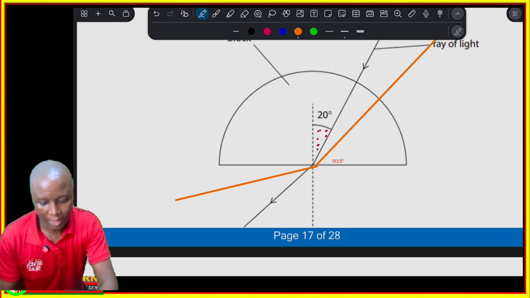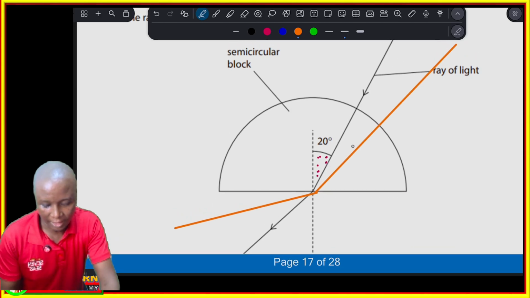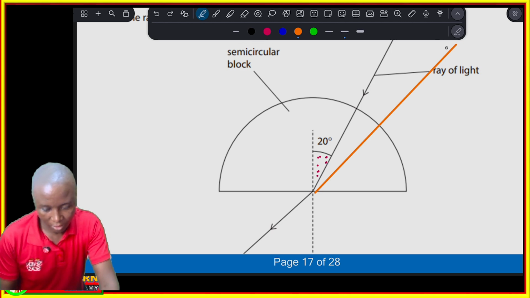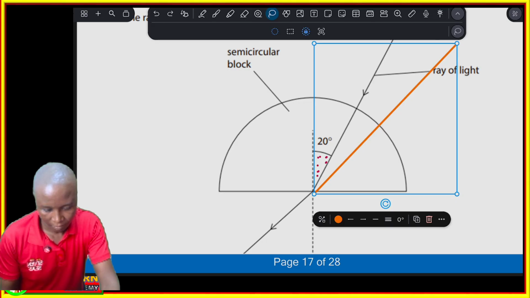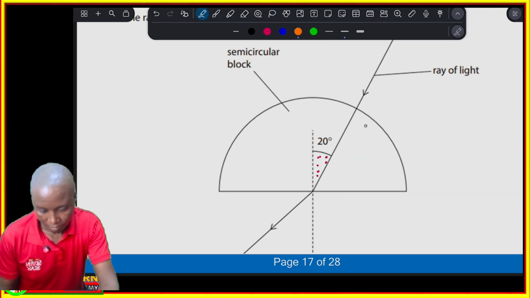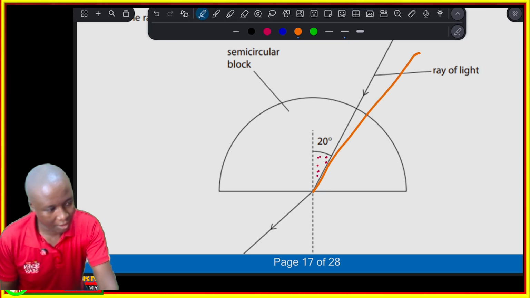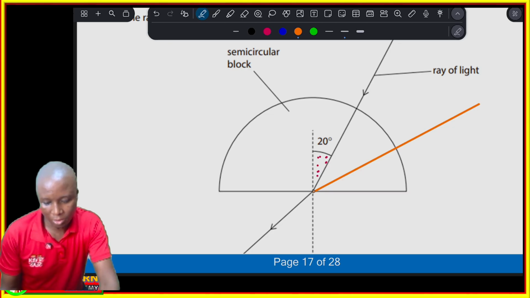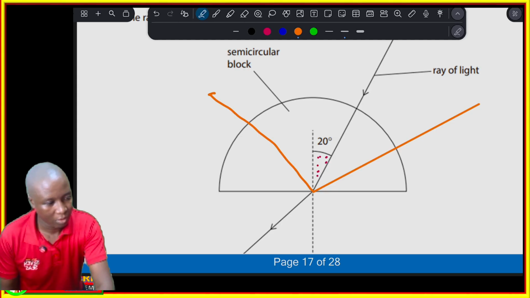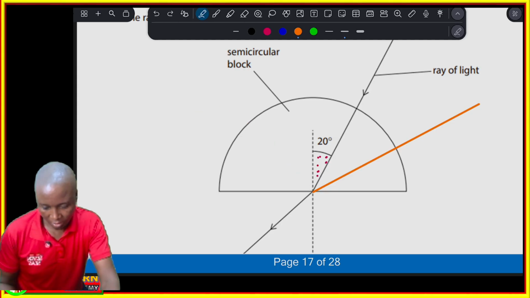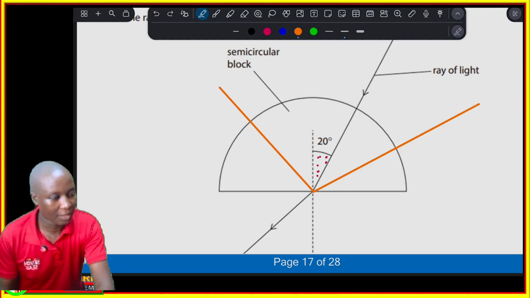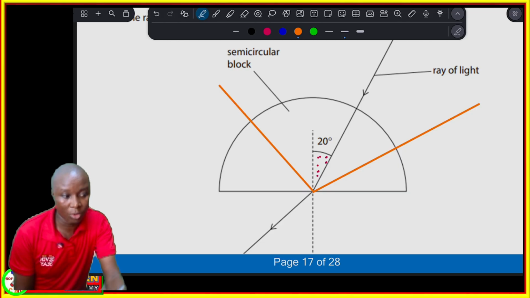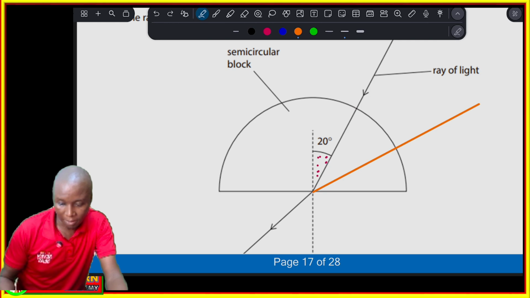So the moment the angle of incidence in the glass is more than the critical angle, so let me just do that. If this angle is more than the critical angle here, so if you keep on increasing this angle to a point where it is more than the critical angle, then you are going to have total internal reflection taking place. So all the rays will be inside the glass block, and in that case, the angle of incidence is equal to the angle of reflection, because total internal reflection has occurred.